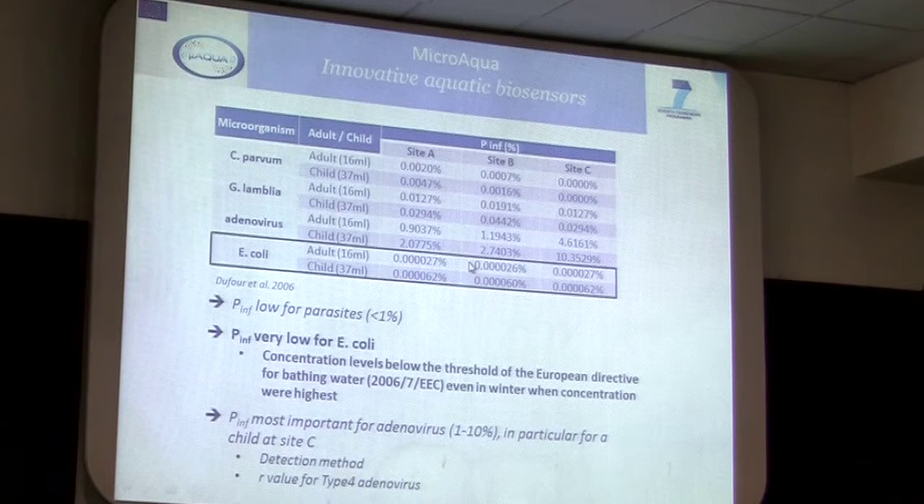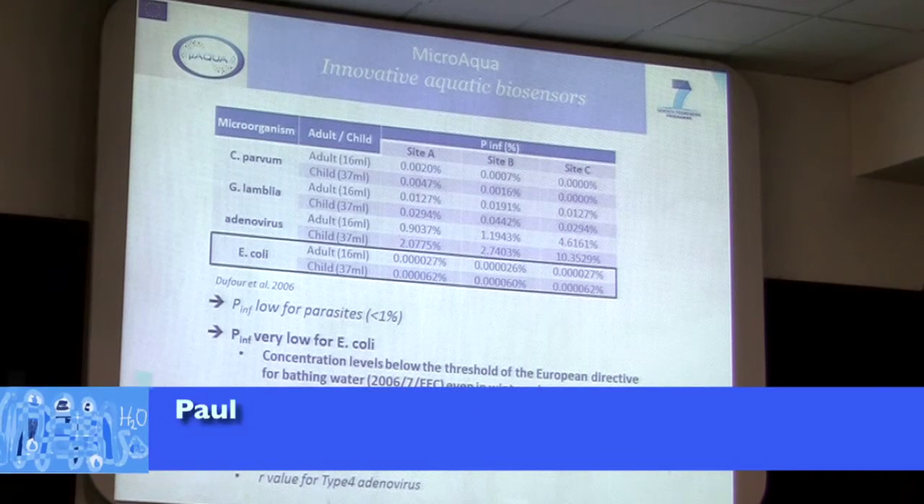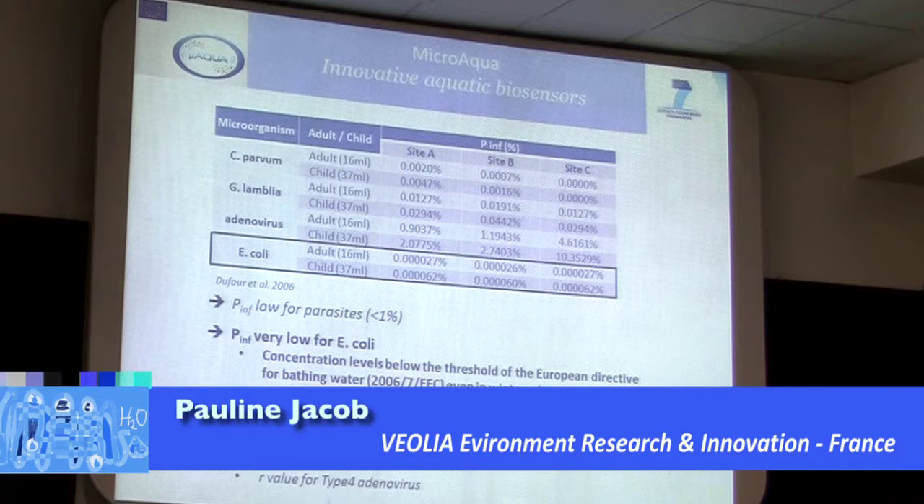In the same way, the probability of becoming infected for E. coli is very low, and it's important to note that the concentration levels found for E. coli were also below the threshold of the European Directive for Bathing Water, even in winter where the concentrations were highest.